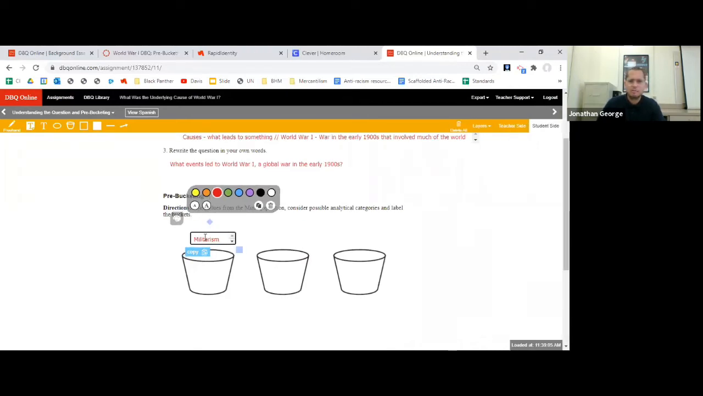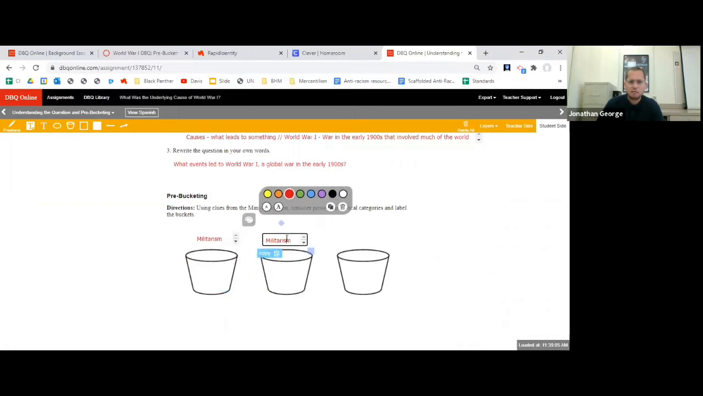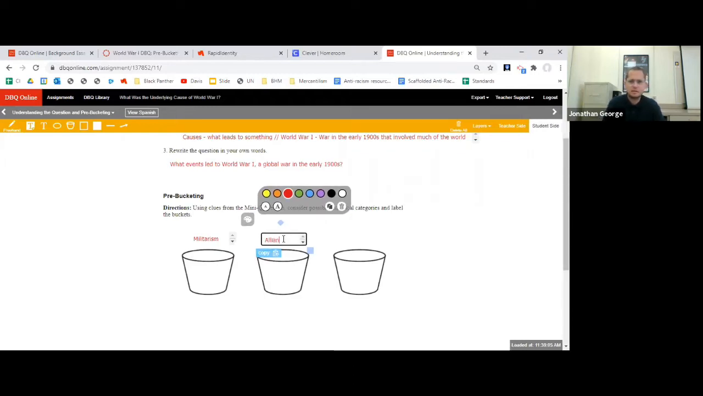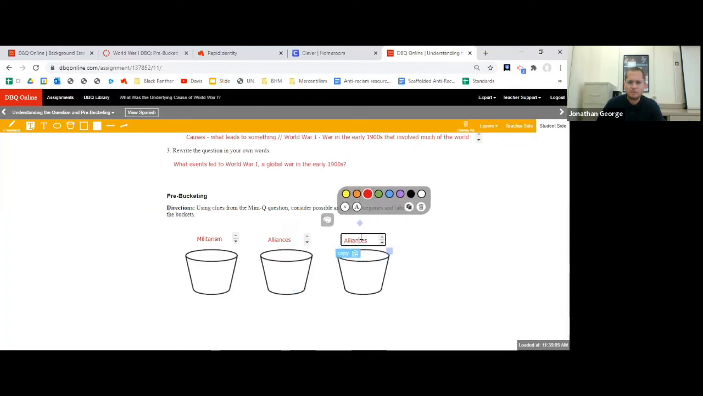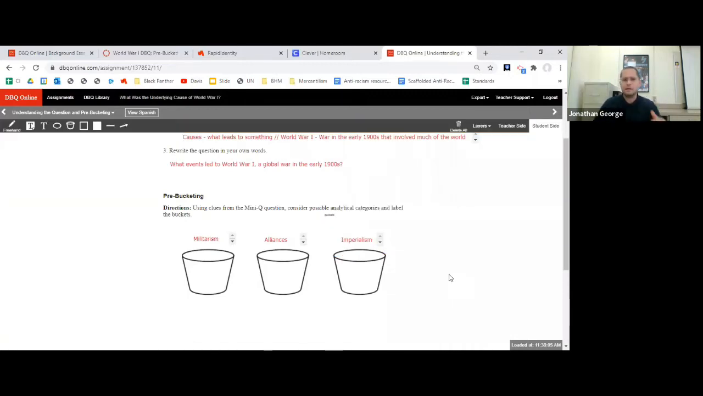Then I want you to label the second one. I'm going to copy this so it's the same size and I can move it. Alliances. Copy it. Last one, imperialism. Those are the three that we're going to mention.